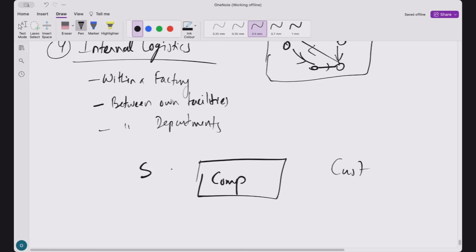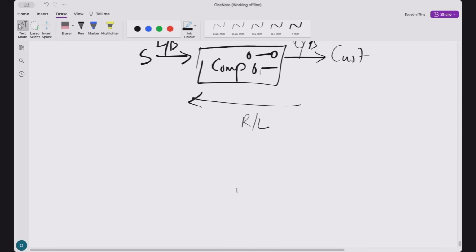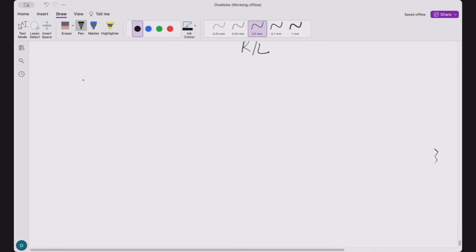So we discussed that supplier to company is inbound logistics, company to customer is outbound logistics. Then in reverse direction, we have reverse logistics, and inside company, we have internal logistics. Now, one important point to discuss, the logistics as competitive advantage.